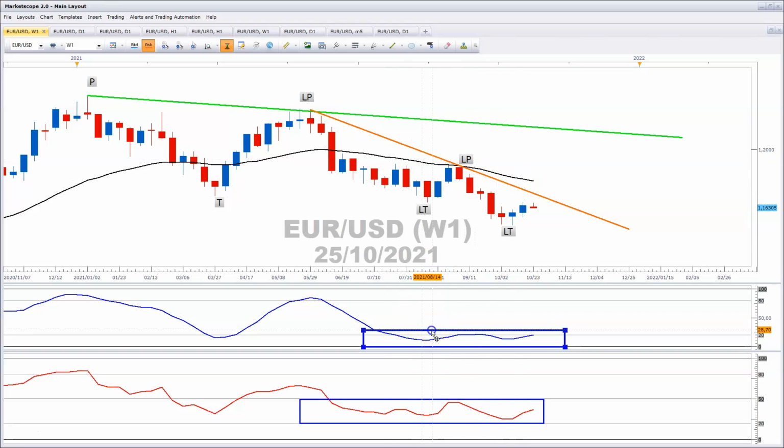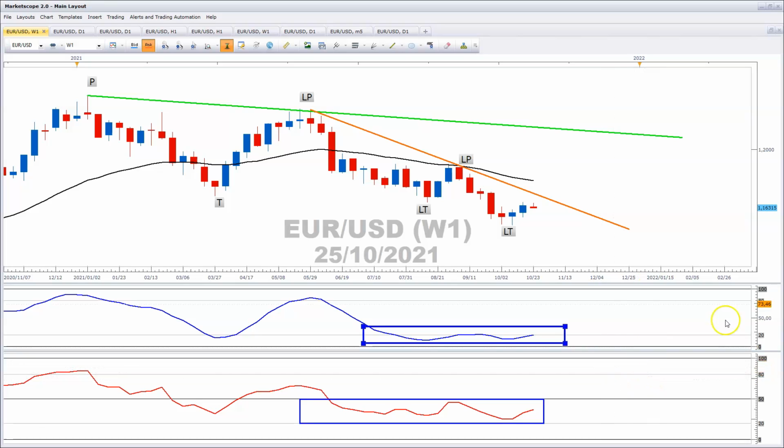Take a look at our stochastic. The stochastic is in the lower quintile. In other words, it is certainly reflecting the strong momentum push to the downside, and our RSI is below 50, which is the bearish side of the indicator.